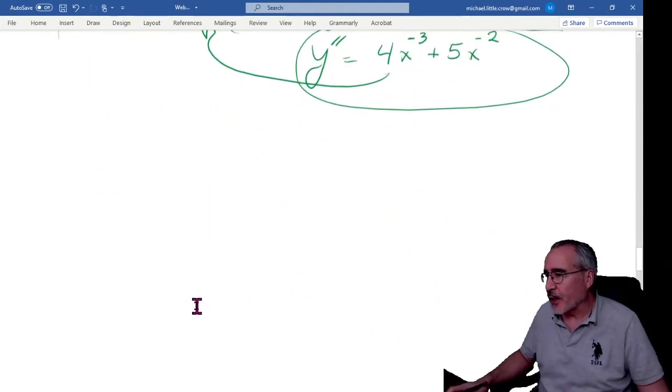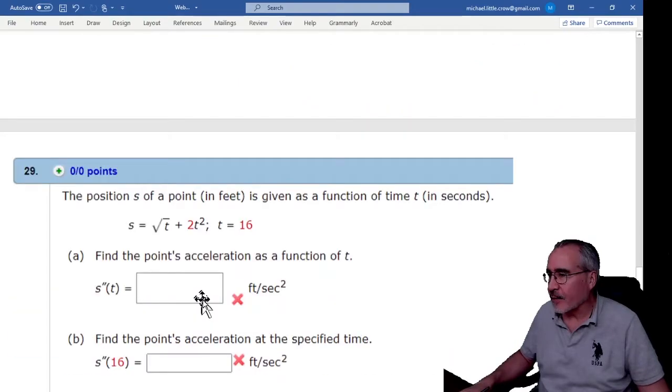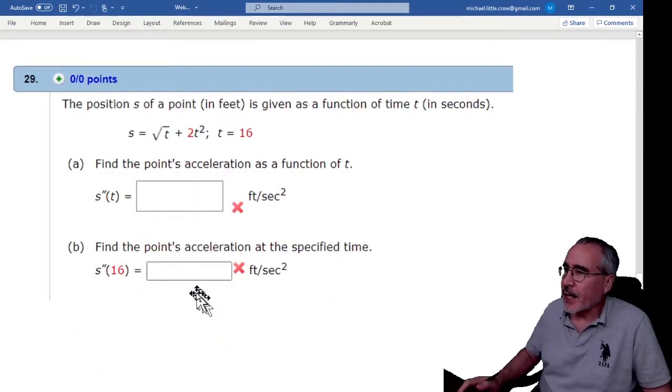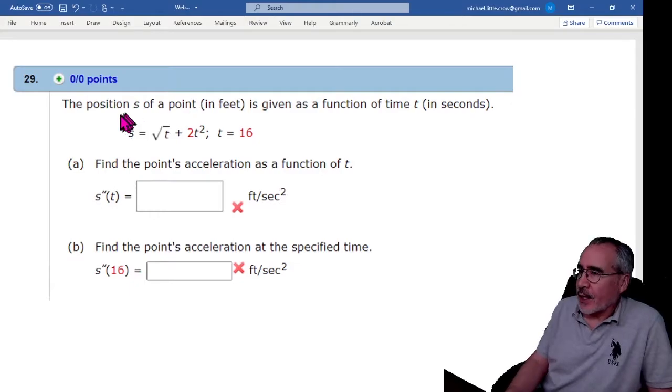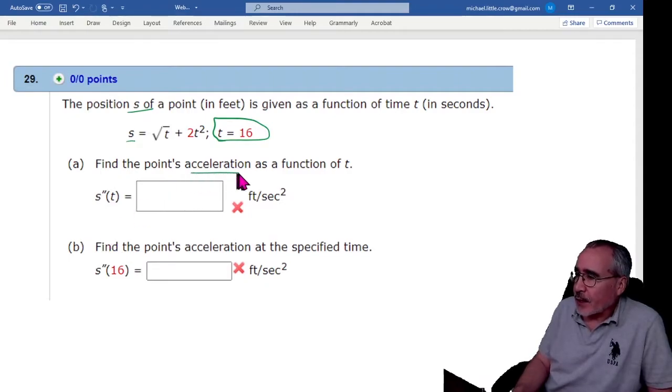Got a couple more, and then I'll stop for the evening and maybe get the rest done tomorrow sometime. So now we've got position function s, in feet per second, we've got a particular time, t equals 16, and we want the acceleration.